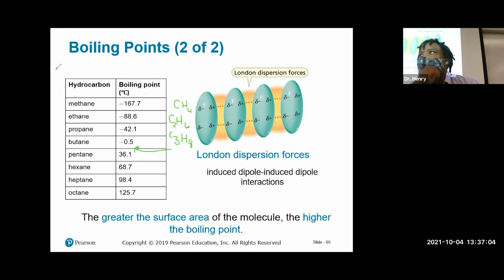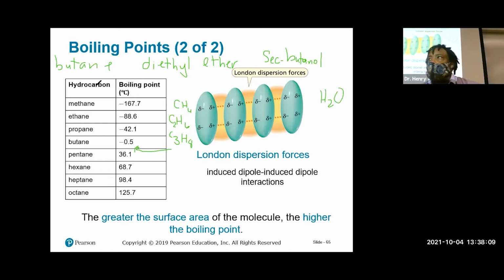Let's say we had these three molecules. Let's say we have butane. We have diethyl ether. We have, let's do, butanol. And we have water. Okay, so we have these four items here.